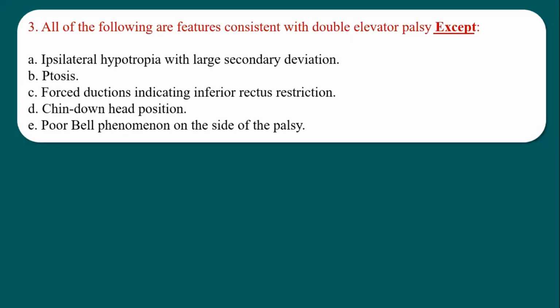All of the following are features consistent with double elevator palsy except: ipsilateral hypotropia with large secondary deviation, ptosis, forced ductions indicating inferior rectus restriction, chin down head position, poor Bell phenomenon on the side of the palsy.